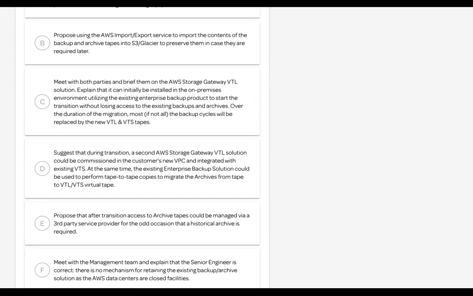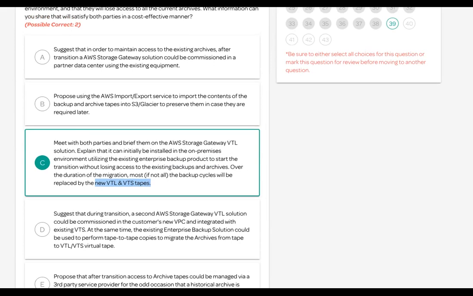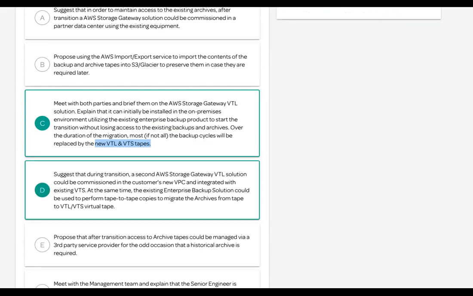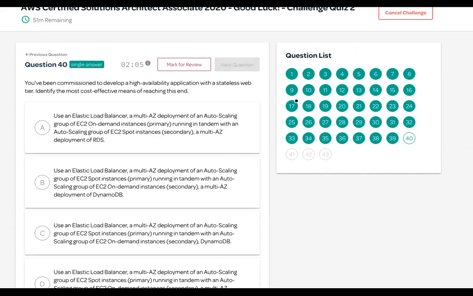So whenever you see tape, AWS provides the virtual tape options. They are asking for two correct answers, so we would pick these two. Meet both parties, brief them about the AWS storage VTL solution, explain that it has initially been installed, and then you can read the rest of the answer.